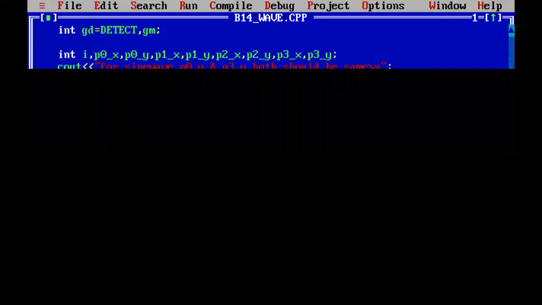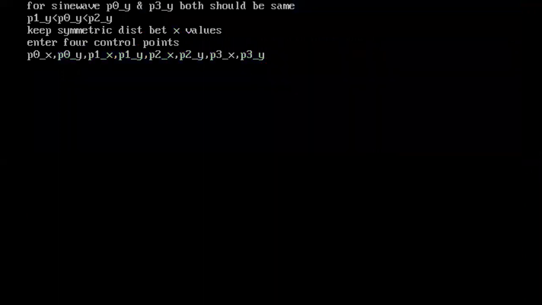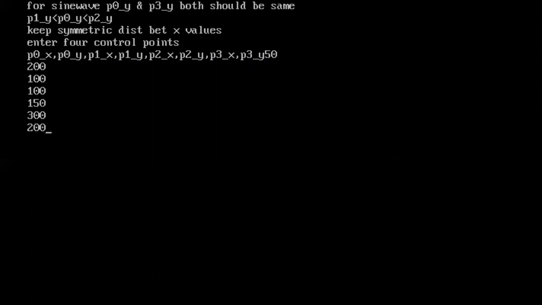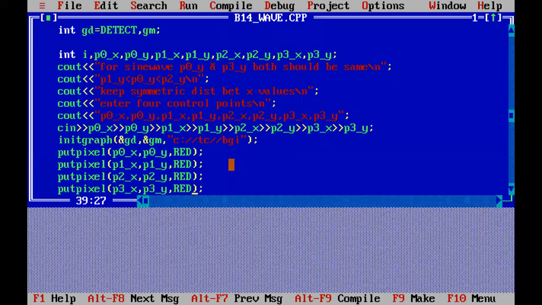and we'll execute. So what were the points? Again 50, 200, 100, 100, 150, 300, and last is 200, 200. So actually the pixels are over here, that is in red color, so we'll make it blue so it becomes visible to all of you. Also you can draw the line by using the line function, so we can easily understand.